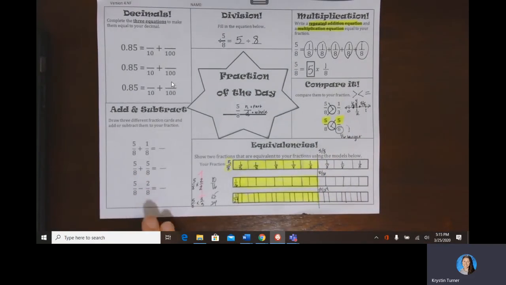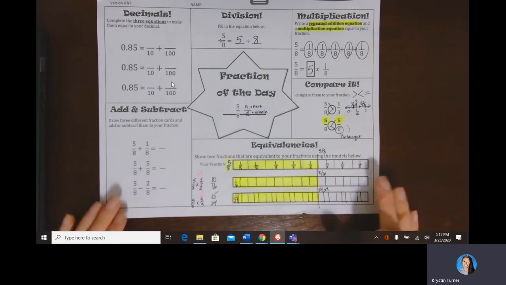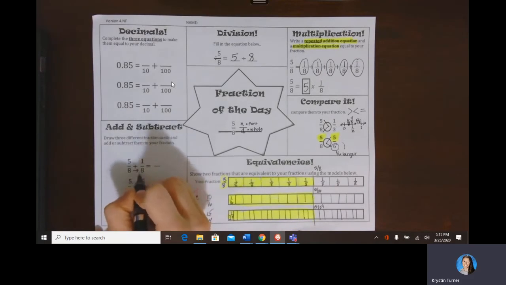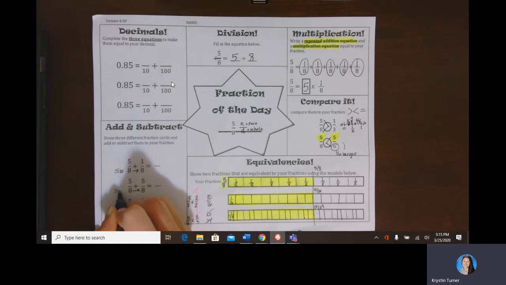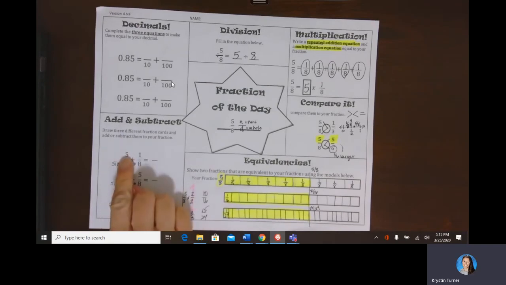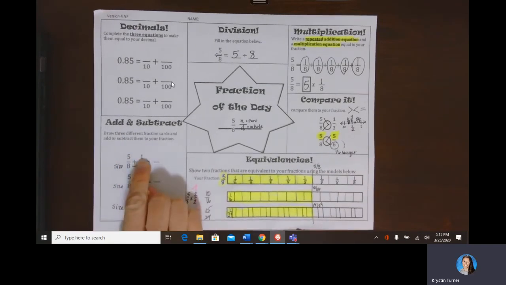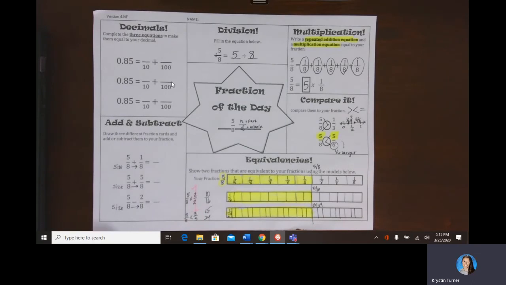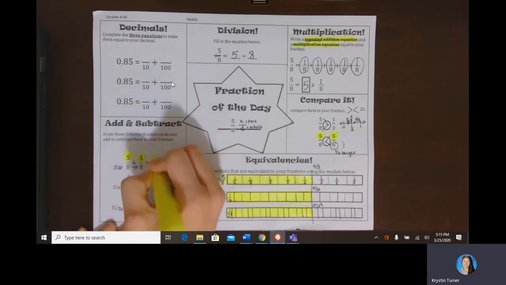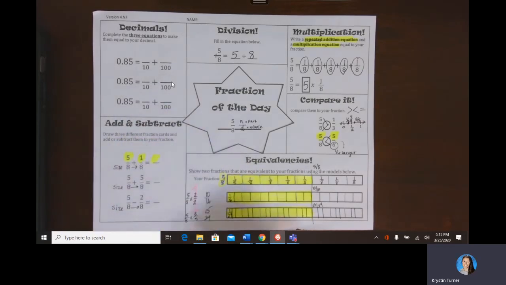Moving on to adding and subtracting. Remember that our denominator is just our size, and the size does not change. So it's easier to think if we're thinking in money. If I had 5 quarters plus 1 more quarter, I'm not going to have 6 dimes. I'm going to have 6 quarters at the end. So I'm really just adding the numerators, and then the denominator stays the exact same number.